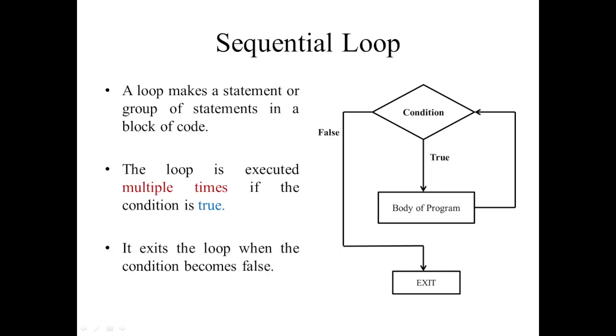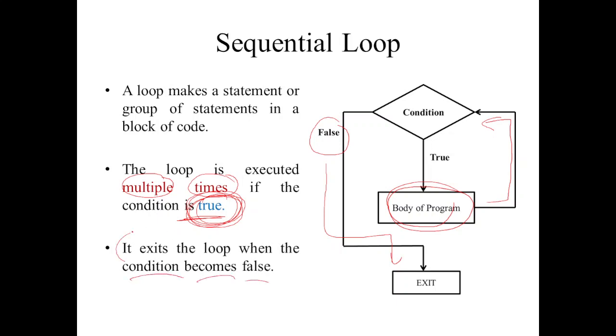A sequential loop has a simple syntax in which a specific condition is checked, and if the condition is true, it will execute a specific body of the program and keep on repeating. But if the condition becomes false, then we will move out of the loop. In this way, the loop is executed multiple times as long as the condition keeps on being true, but as soon as the condition becomes false, it will stop.